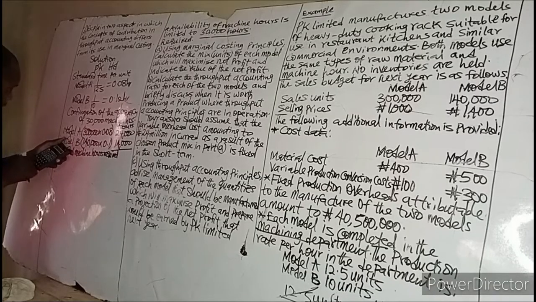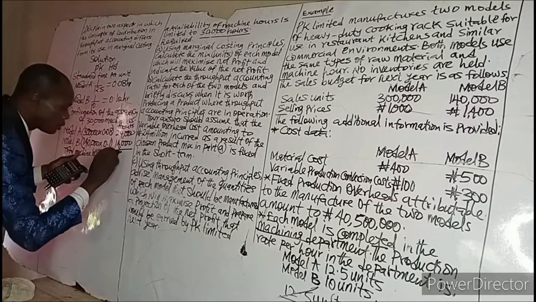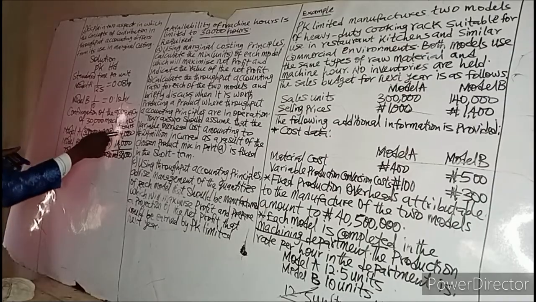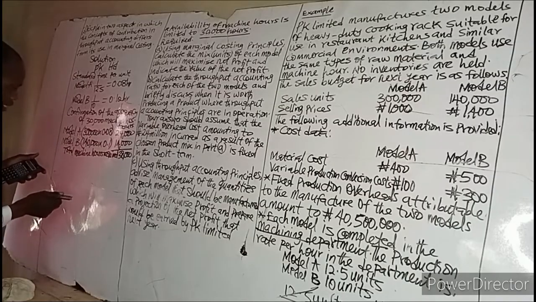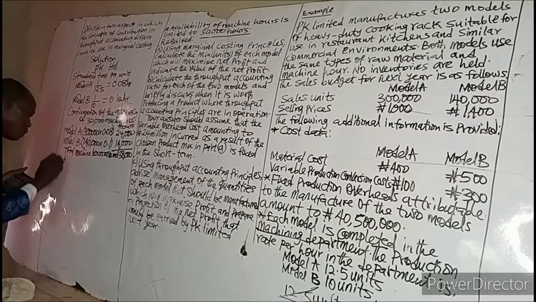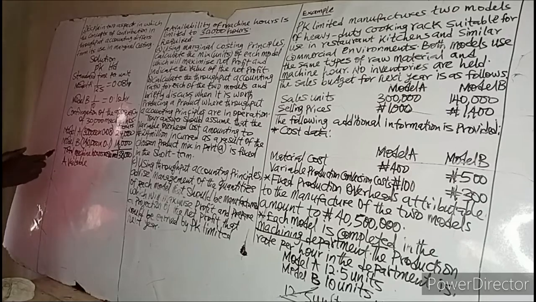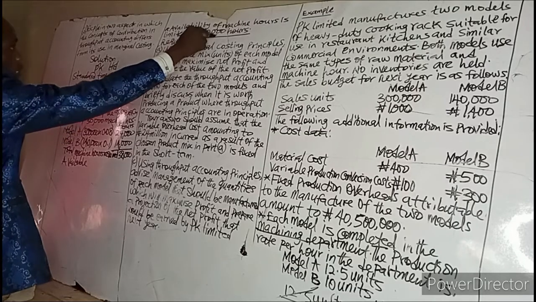You will need the total of 38,000 machine hours. 24,000 plus 14,000, that is 38,000 machine hours. Then available machine hours. The available machine hours is 30,000 hours.